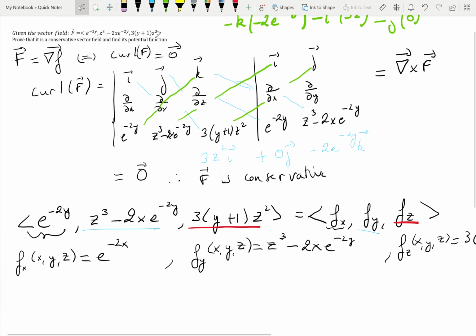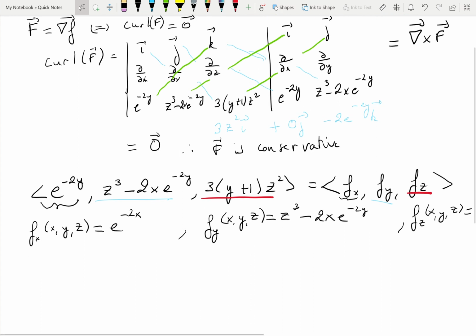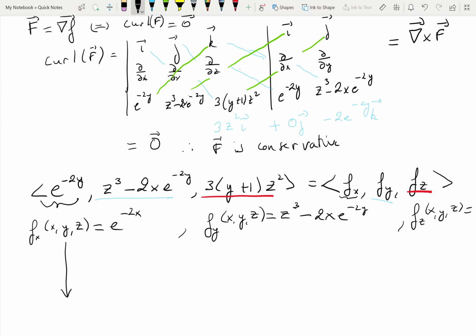So we're going to do the method of integrating each of the partial derivatives with respect to the proper variable. And remember what we mean: we will obtain the potential function f of x, y, z, but from a different perspective, and we'll put everything together to actually figure out what the function is. So here we know the partial derivative with respect to x. To undo the derivative, we're going to integrate with respect to x, e to the minus 2x.